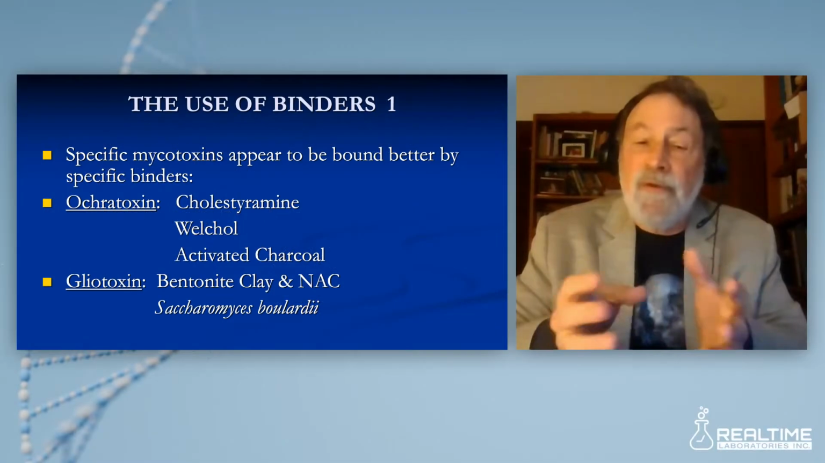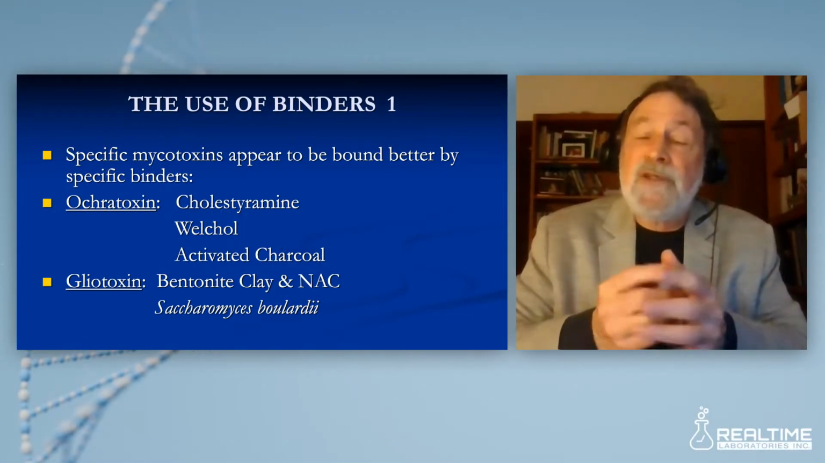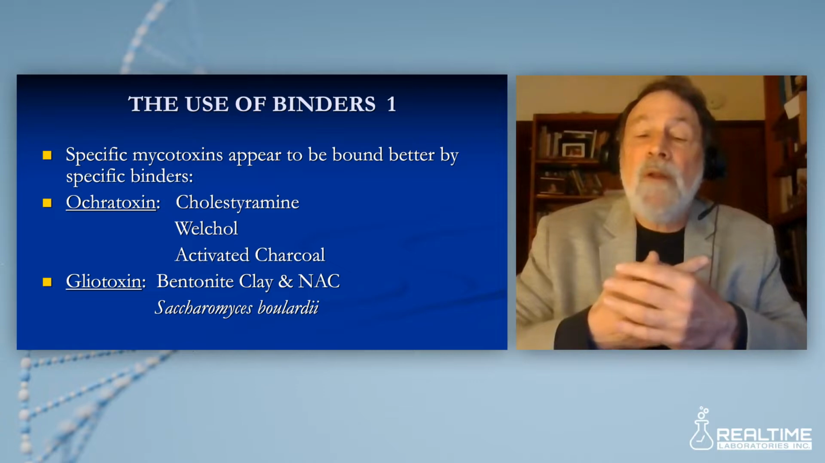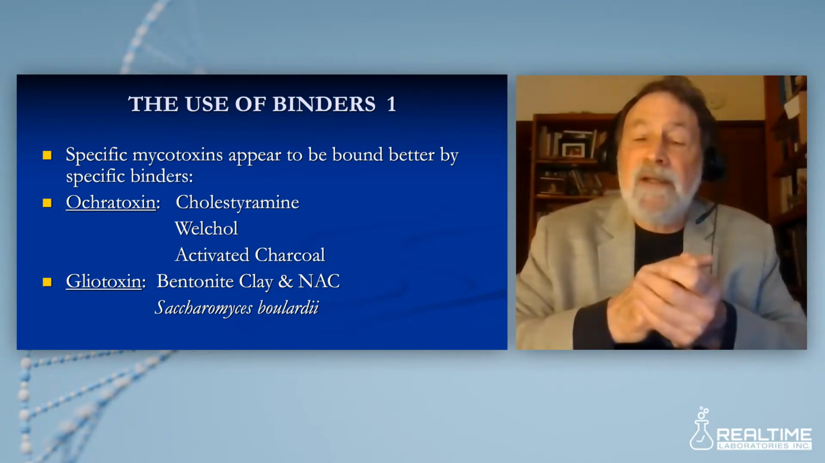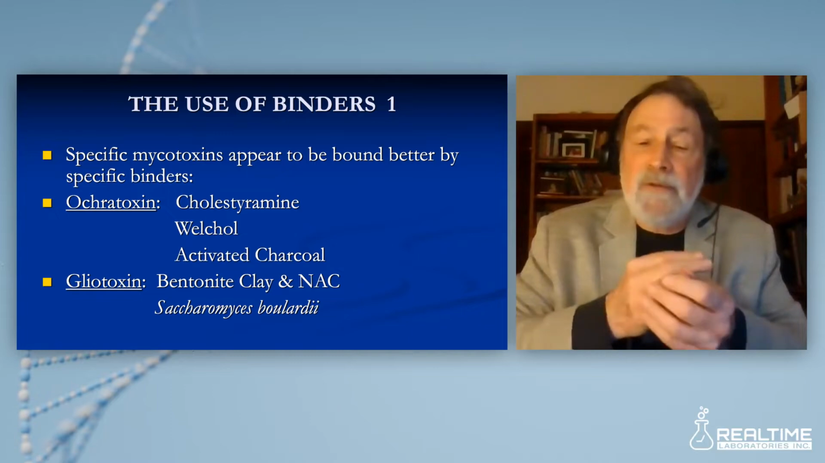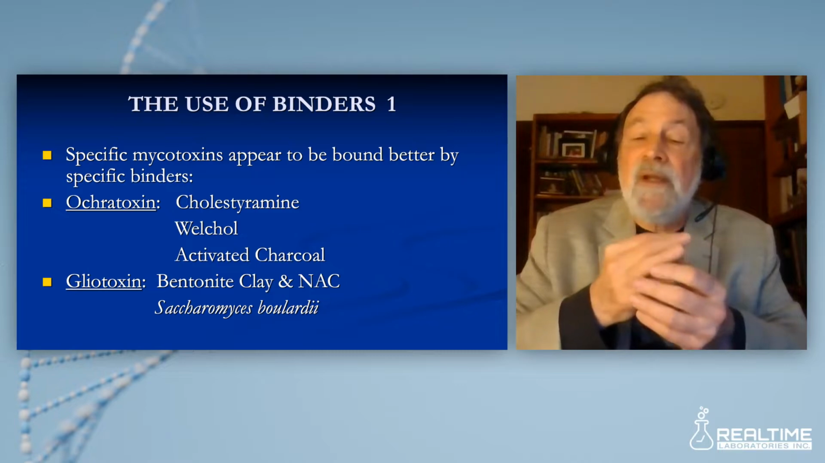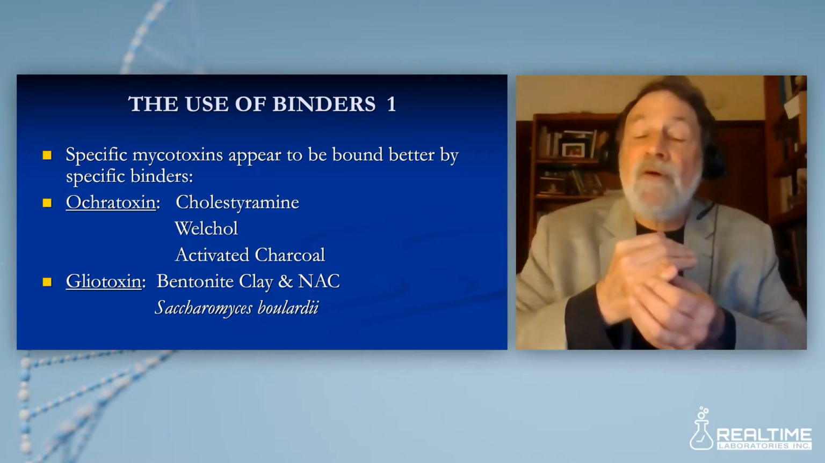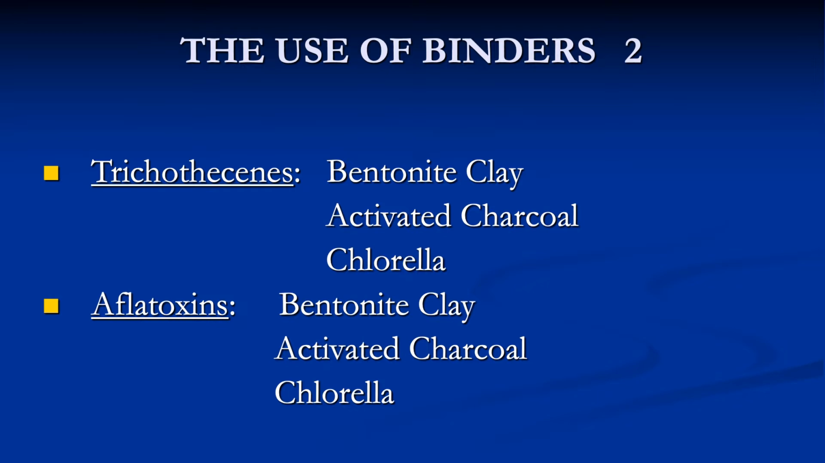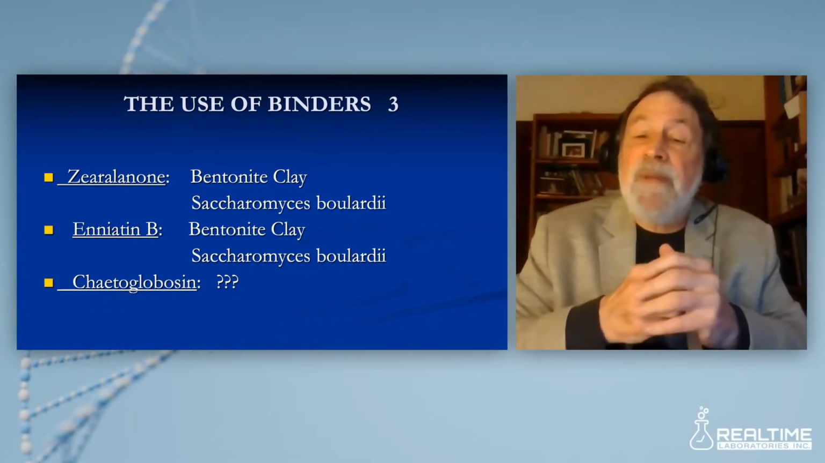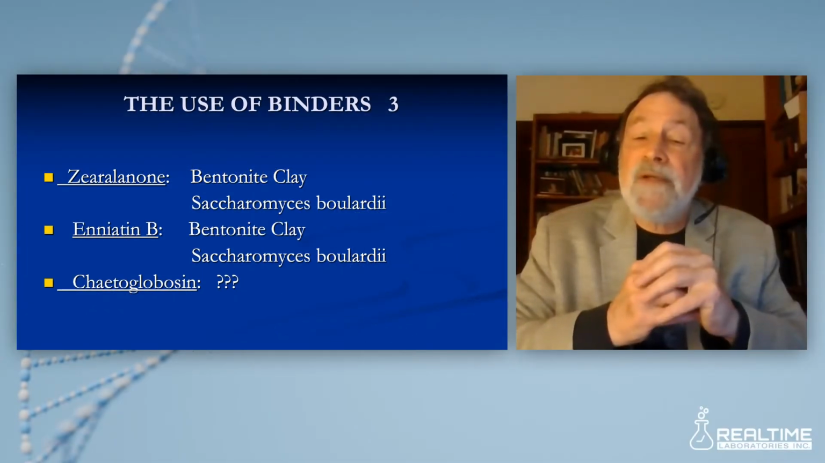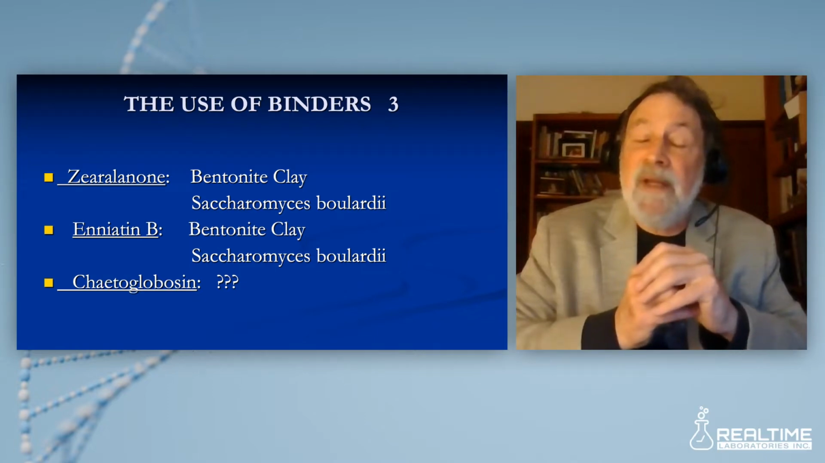Okay, as an overview, ochratoxin is best bound by cholestyramine or Welchol, and to a lesser extent by activated charcoal. Gliotoxin is best bound by bentonite clay and N-acetylcysteine and the good probiotic yeast Saccharomyces boulardii. Trichothecenes and aflatoxins are best bound by bentonite clay, activated charcoal, and chlorella. Zearalenone is best bound by bentonite clay and Saccharomyces, as is enniatin B.